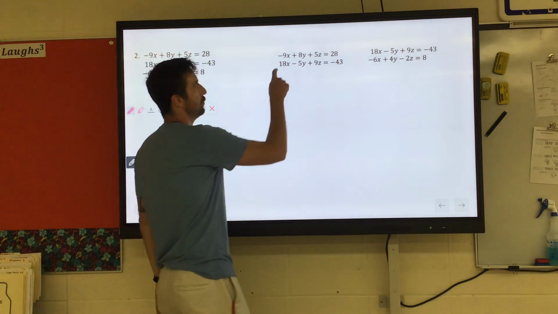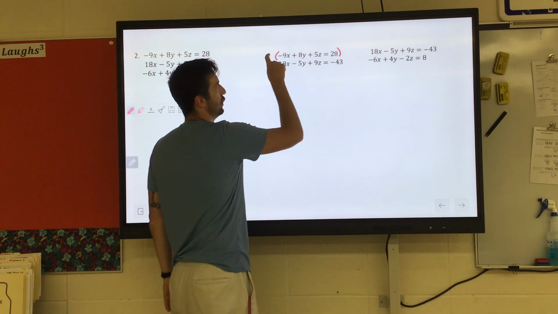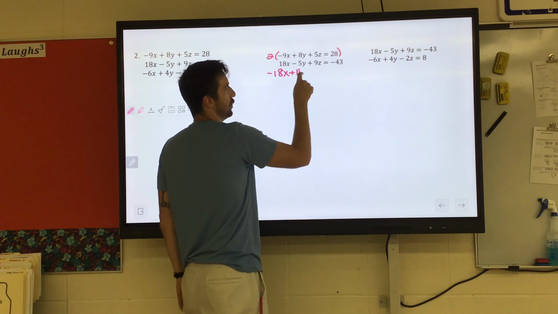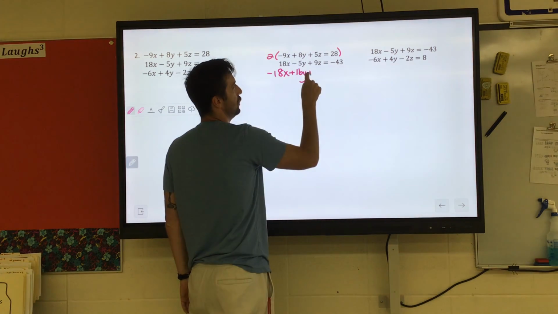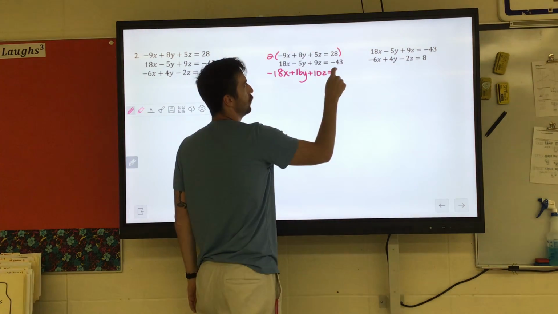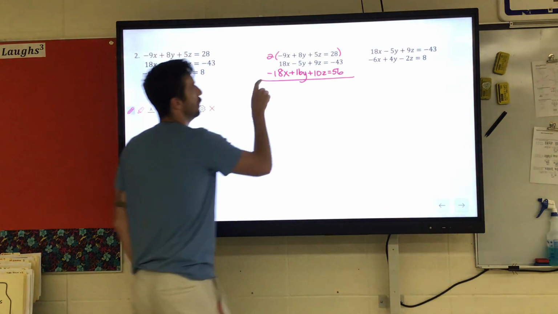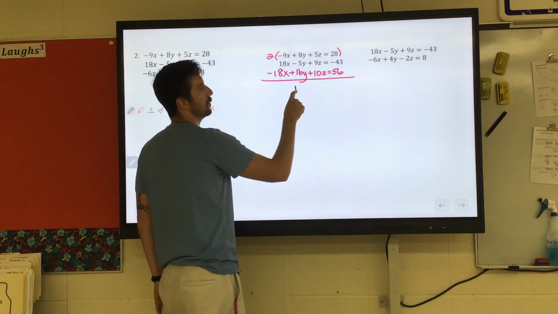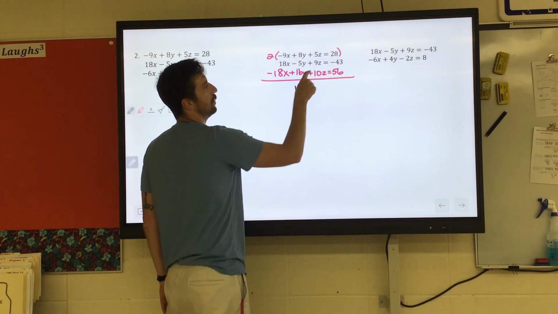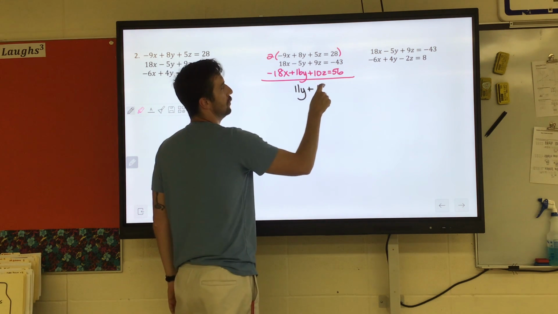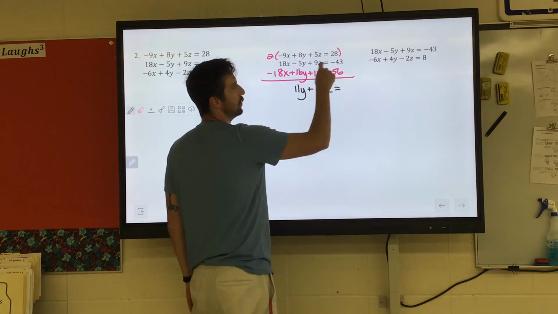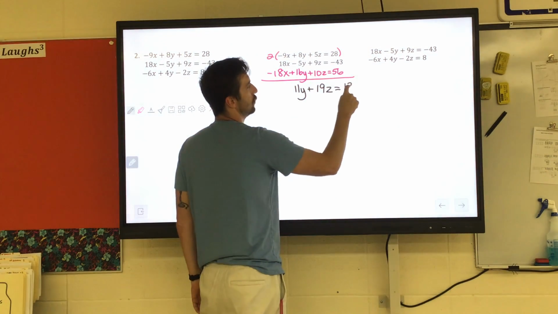So the first pairing, I'm going to multiply that top one by 2. That would give us negative 18x plus 16y plus 10z equals 56. Now our x's will go away. Negative 5y plus 16y is 11y. 9z plus 10z is 19z. And negative 43 plus 56, same as 56 minus 43, that's 13.